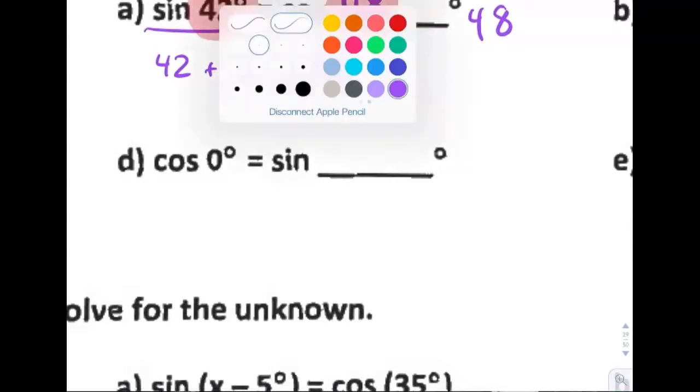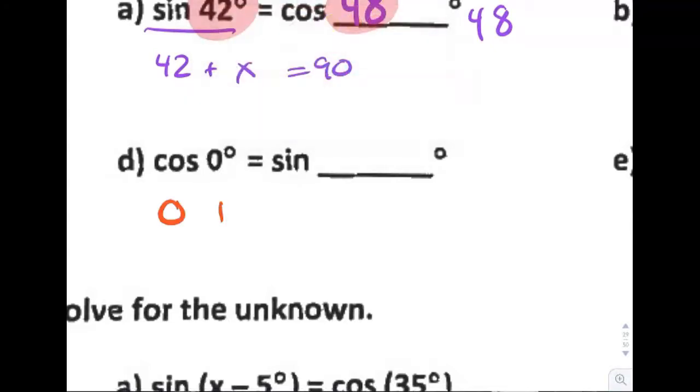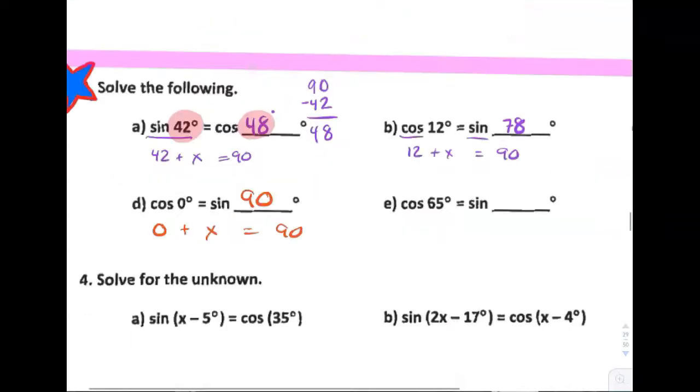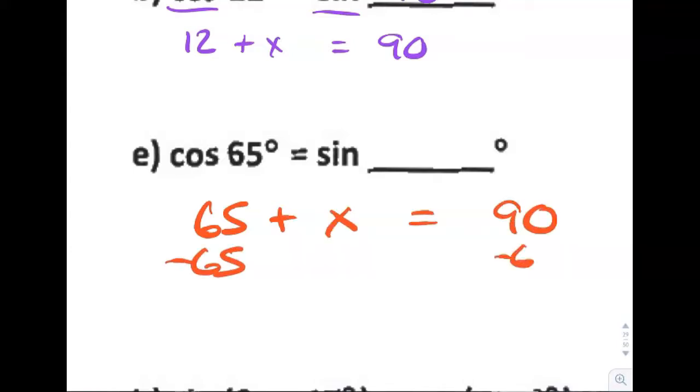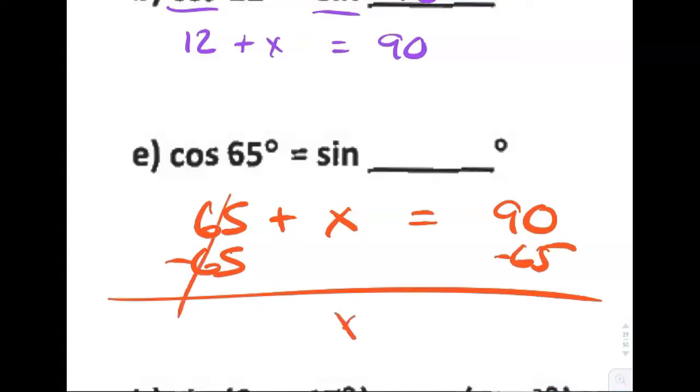And here's another interesting one. 0 plus what equals 90? 90. So the cosine of 0 is the same thing as the sine of 90. See the pattern here? Cosine of 65. 65 and what make 90? Algebraically, it looks like this. What do we have?